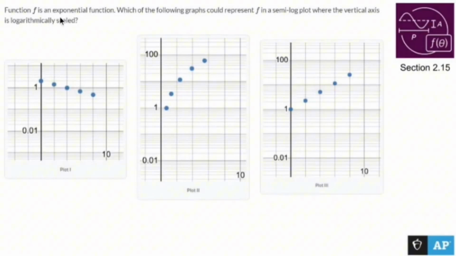Function f is an exponential function. Which of the following graphs could represent f in a semi-log plot where the vertical axis is logarithmically scaled?